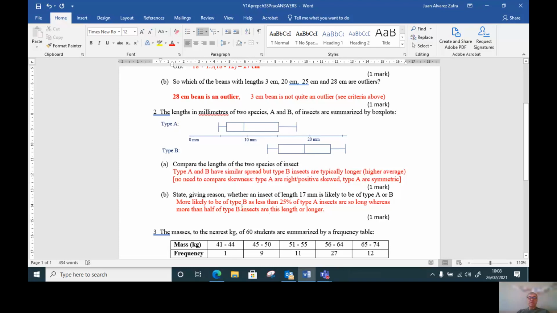So what I've said here is more likely to be of type B because less than 25% of type A insects are as long as 17 millimeters, and more than half of type B insects are this length or longer. So you need to make a statement about greater than or equal to or less than or equal to. You can't really make a statement about being equal to in this case.